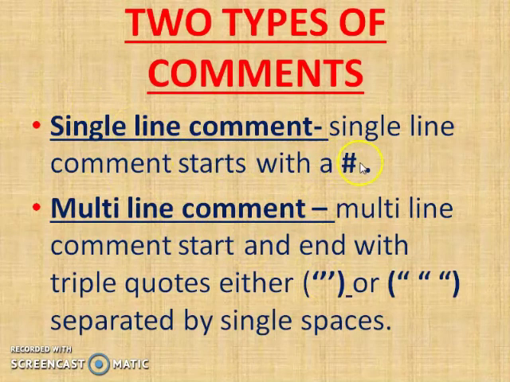For the single line comment we have this hashtag sign, and for the multi-line comment we have this single inverted comma or double inverted comma separated by a single space. So if you want to make more than one line a comment, then you have to use these inverted commas, and if you have only a single line for comment then you have to use this hashtag sign. The line that you are making as a comment will not display in the output window.